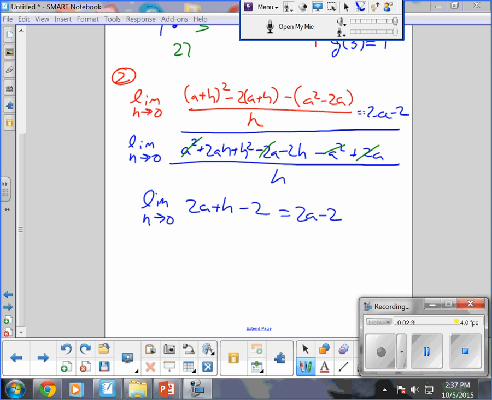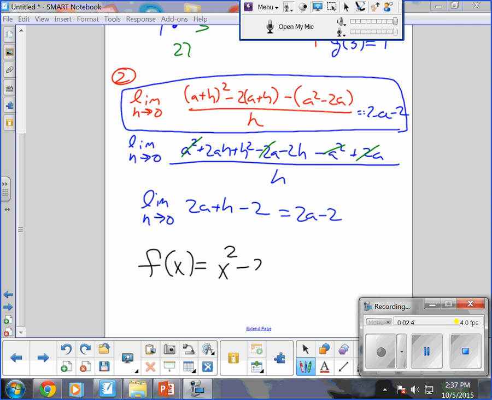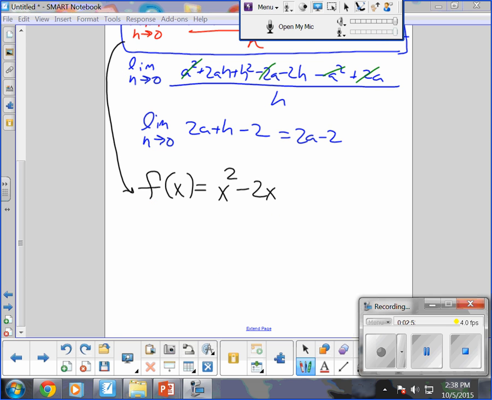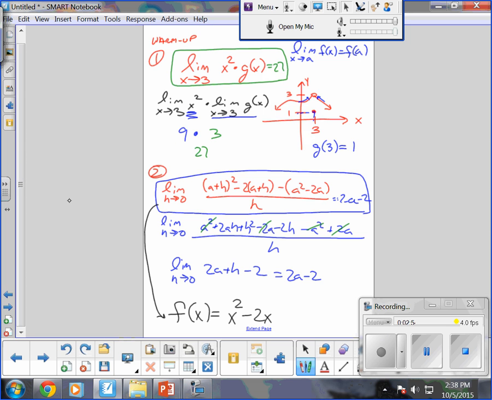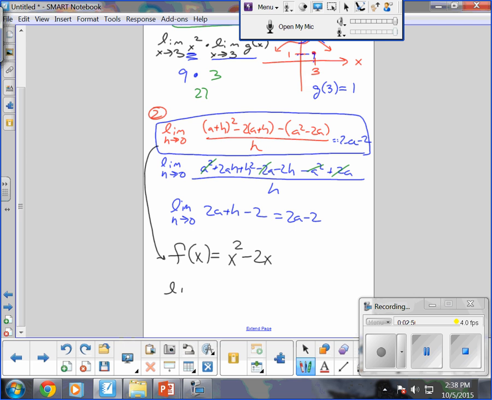That's the answer. Now, I said you should be able to identify the function. Long term, we're going to work at this. When I look up here, I see the function as x squared minus 2x. And the original red was the limit as h approaches 0 of f of a plus h minus f of a all over h. That red is those two black portions I wrote at the bottom here.